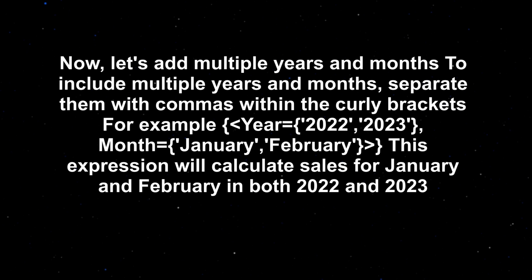Now, let's add multiple years and months. To include multiple years and months, separate them with commas within the curly brackets, for example, year equals 2022, 2023, month equals January, February. This expression will calculate sales for January and February in both 2022 and 2023.